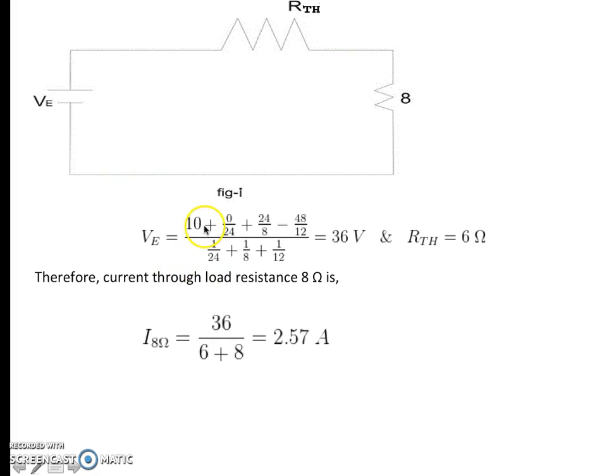Here V is (10 plus 0 by 24, 24 by 8 minus 48 by 12). This is very easy because we are just using the sign convention. We are getting this by this, so it's 36 volt and RTH is 6 ohm. Therefore, the current through the load resistance 8 ohm will be 36 by (6 plus 8), that is 2.57 amperes. Thank you.